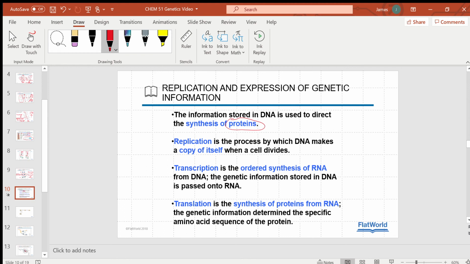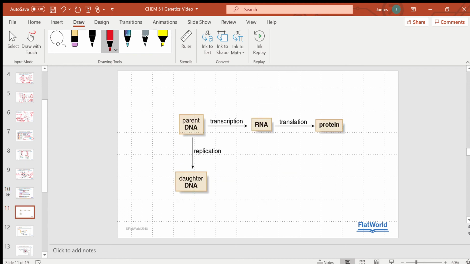And then we have to start making product. So we start making product via transcription. We transcribe the message from the DNA and we relay the message to RNA molecules, and then the RNA can then go on to help manufacture the protein. So replication, transcription, translation, these are key vocab words that we're going to start to look at now. This next slide has a nice way to look at it.